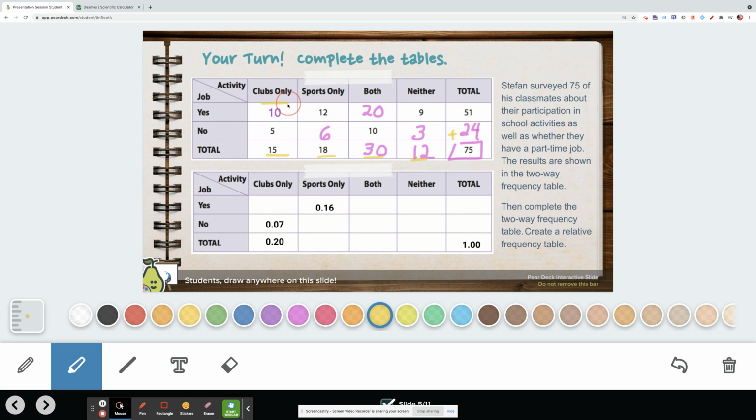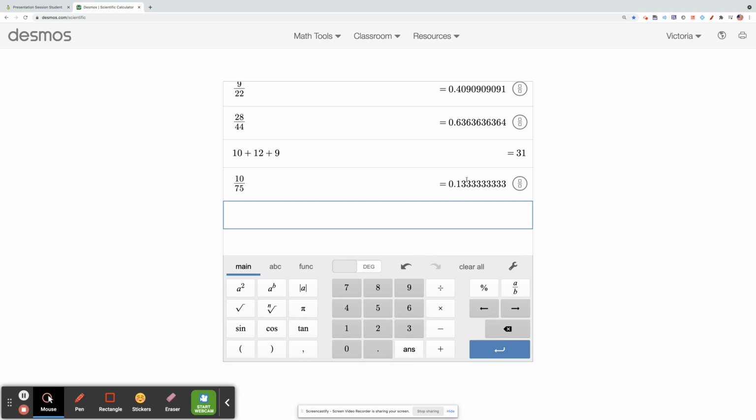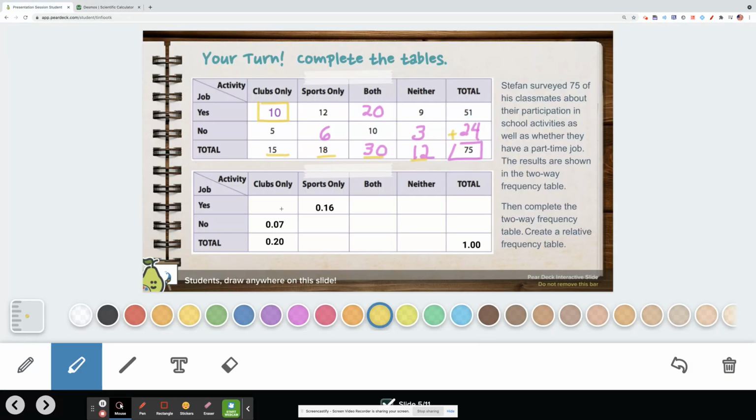All right, now the relative frequencies. That's when you take your counts of 10 and divide it by 75. We can use a calculator for that. We could round to the nearest hundredth. So it looks like 0.13. We can just double check that when I add 0.13 plus 0.07, I do get 0.20.